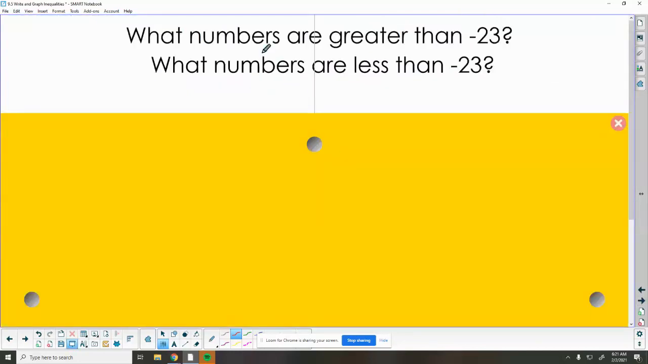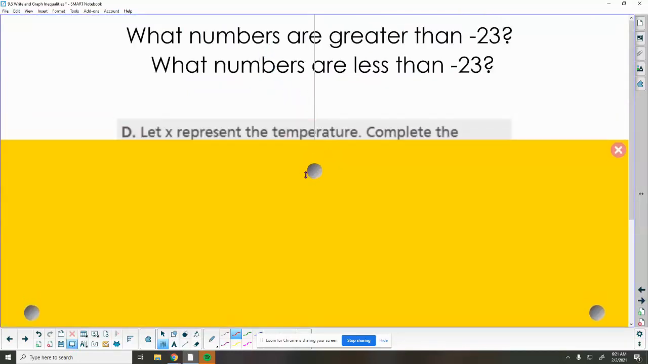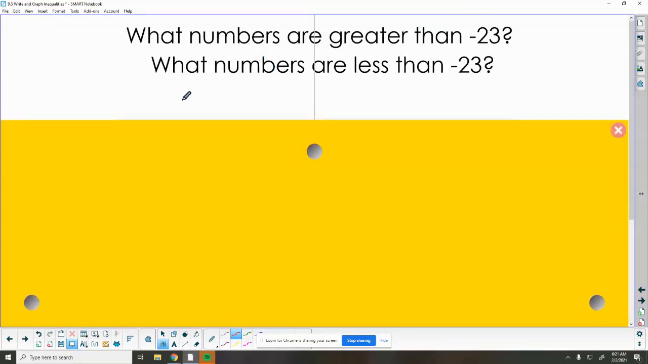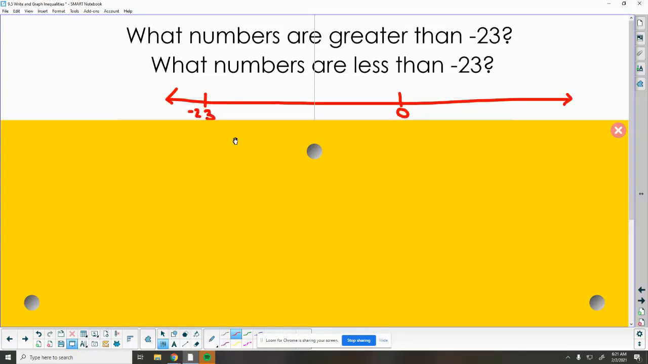So the next part, I want us to think about what are some numbers you know that are greater than negative 23. So let's put that number line back up here. So here's 0, here's negative 23. I want you to pause the video and write down 5 numbers that you think are greater and bigger than negative 23. So anything that is to this right direction of negative 23 is going to be greater than negative 23.